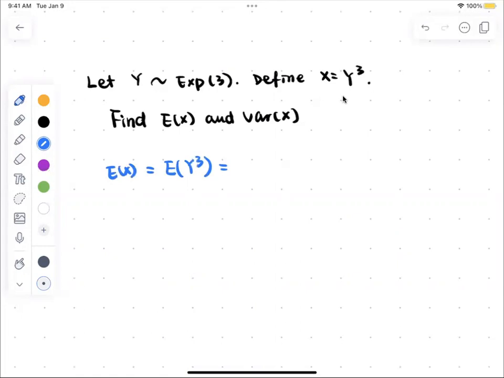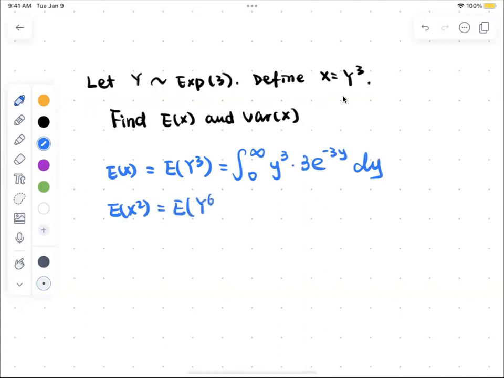And then to find the expectation of the third moment of Y, we have to integrate from 0 to infinity Y to the power of 3 times the PDF of Y, which is 3 times e to the power of negative 3Y. And to find the second moment of X, we want to recognize that the second moment of X is the sixth moment of Y. And again, we have to integrate Y to the power of 6 times the PDF of Y.